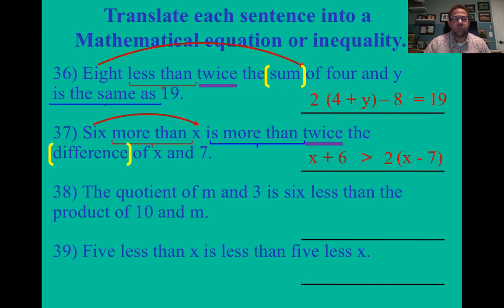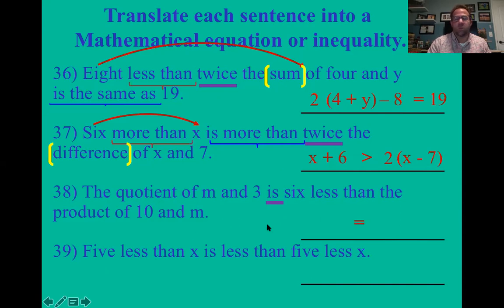Okay, last two. Number 38. The quotient of m and 3 is 6 less than the product of 10 and m. Okay, now, you see this in 37 here. It says is more than. Well, this says is 6 less than. So it kind of looks the same, but we have a 6 in here. It's kind of breaking this phrase up. So the phrase is. When you see something is something else, that's just an equal sign. Okay, so we know that something is equal to something else.